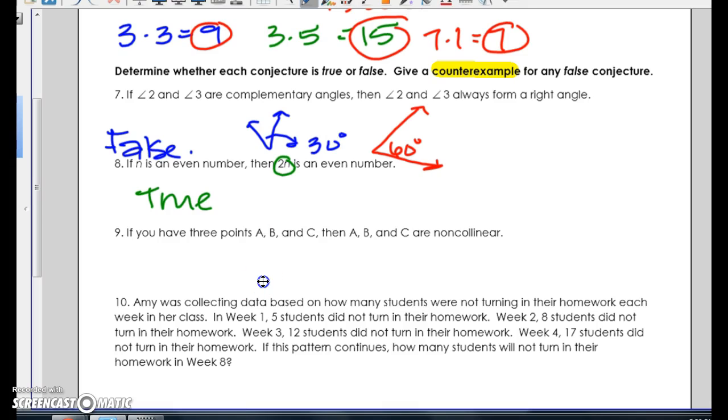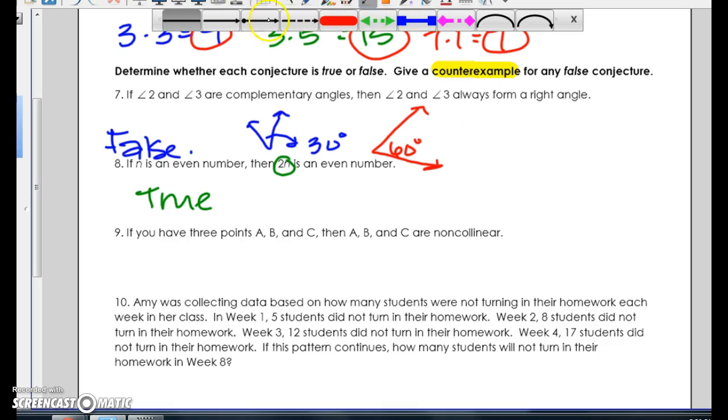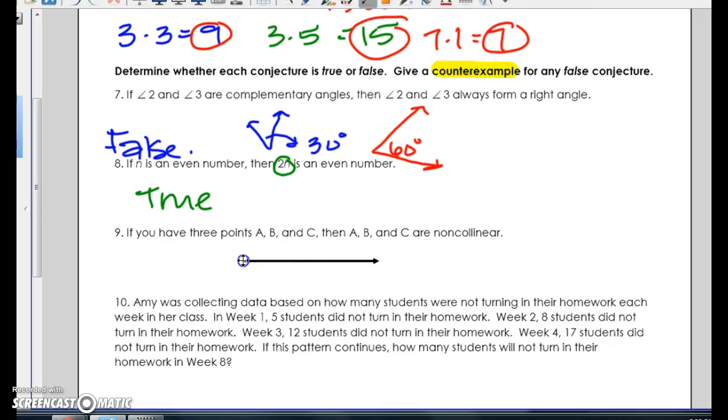Number 9, if you have 3 points, A, B, and C, then A, B, and C are non-collinear. Well, that's not necessarily true, because we just took a test over collinear and non-collinear, and if we were to take these 3 points specifically and put them all on the same line, A, B, and C, especially if they were forming opposite rays, then those would be collinear. So that's a specific counterexample where we're saying they don't have to be non-collinear.